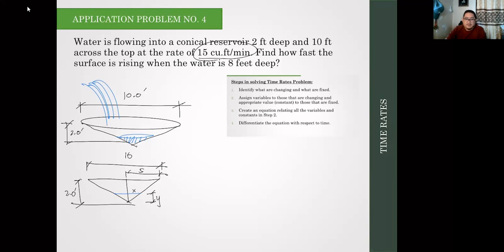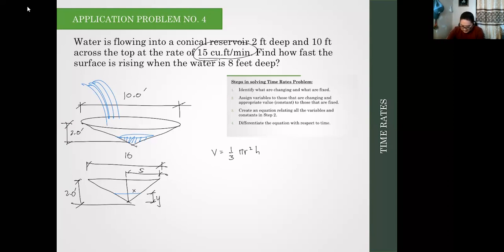1/3. Tama ba? 1/3 BH, base times height, di ba? Base times height. So, volume is equals to 1/3 ng base natin. Ang base natin is a circle. So, pi r squared h. Okay? So, dito yung h natin is given naman siya, no?